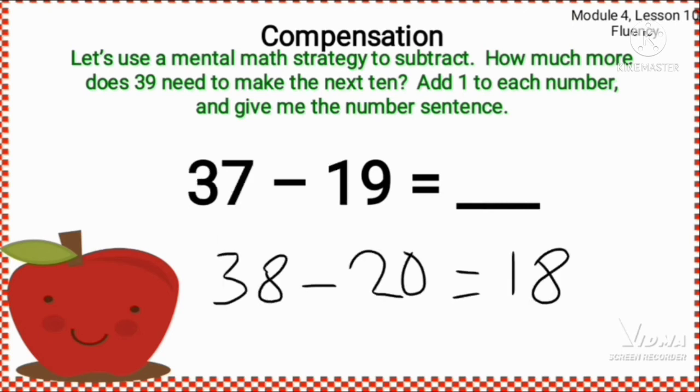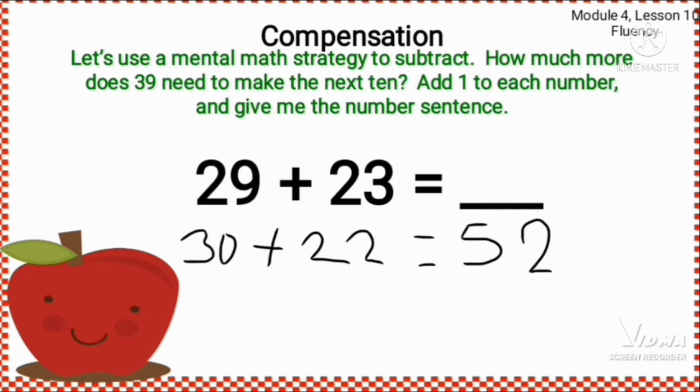Alright, look at this one. 37 minus 19. Think of the number that is closest to a 10 and make it a 10. So 19 is closest to a 10. How many more do you need to make 19 a 10? You need 1. So add 1 to both numbers. 37 plus 1 is 38, and 19 plus 1 is 20. What is 38 minus 20? Very simple. 18.